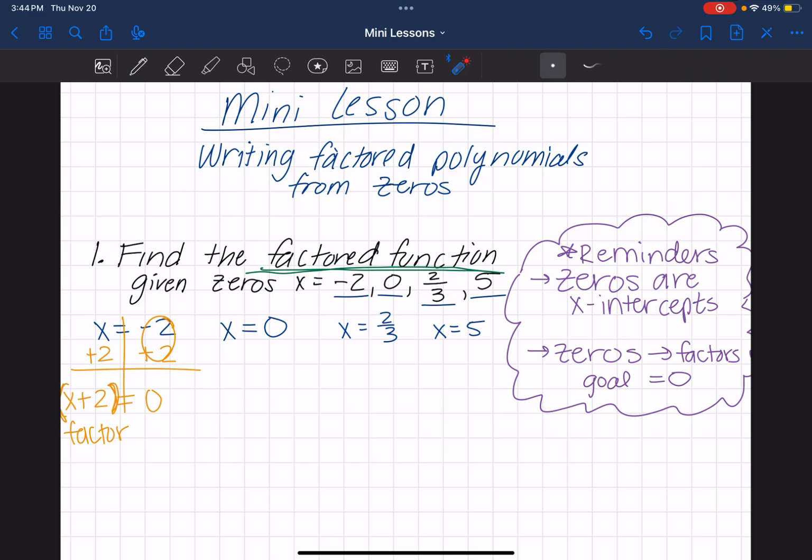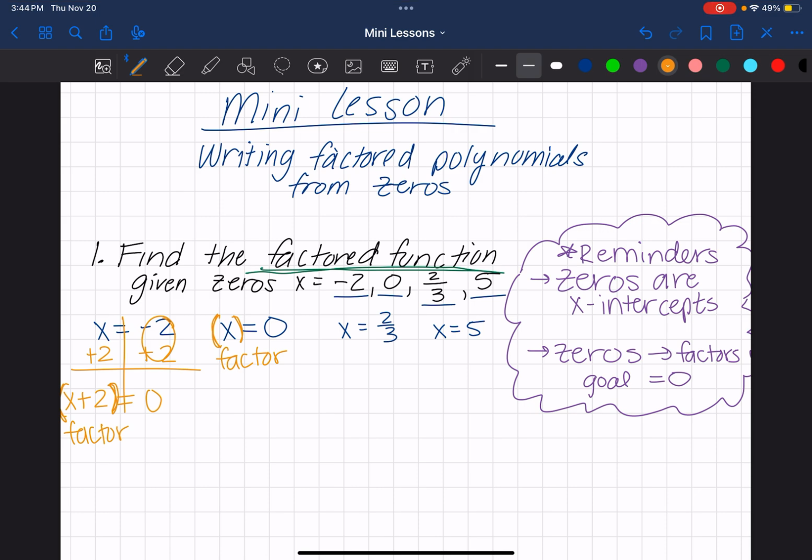Again, our goal is to make it equal to 0. So our next zero is x equals 0. If it's already equal to 0, we already reached our goal, meaning we don't actually need to do anything for this question. We can just claim x as our factor. So for this one, x is the factor. On to the next 0.